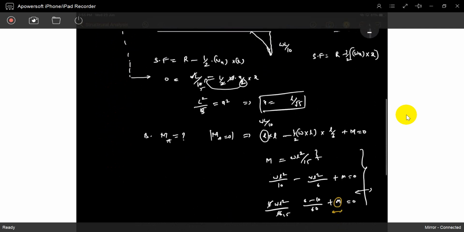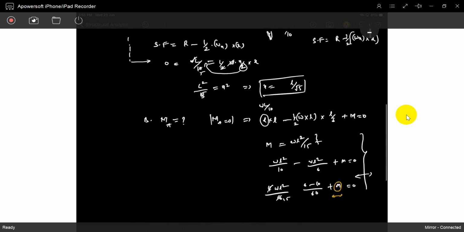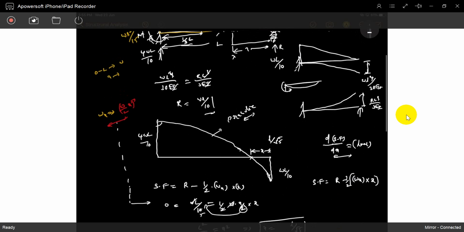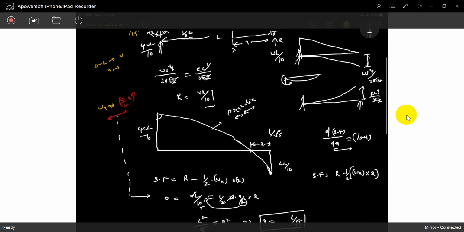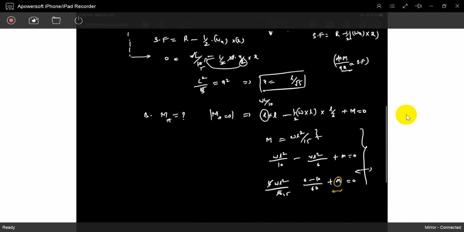So the bending moment diagram is like a cubic parabola, not a parabola, because it varies. The shear force varies parabolically, so the bending moment varies as a cubic parabola, one degree higher. Change of shear force is load. Change of bending moment gives the shear force, one degree higher. So draw it.